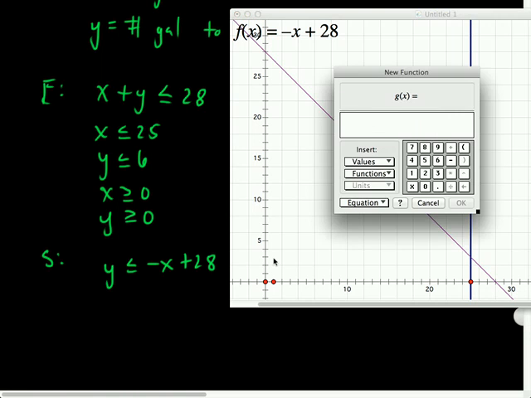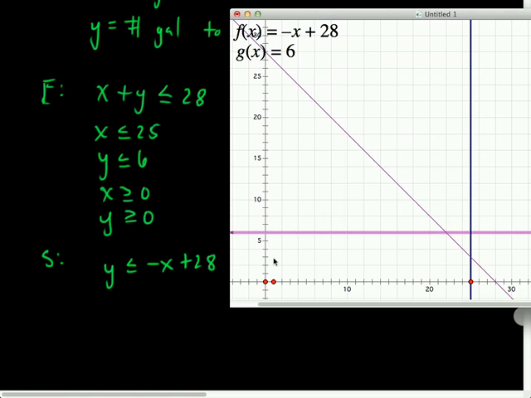Then I've got Y compared to 6 right there. And then I also have this one and this one, the horizontal X and Y axes, being constraints as well for us. So let me plot some other points.